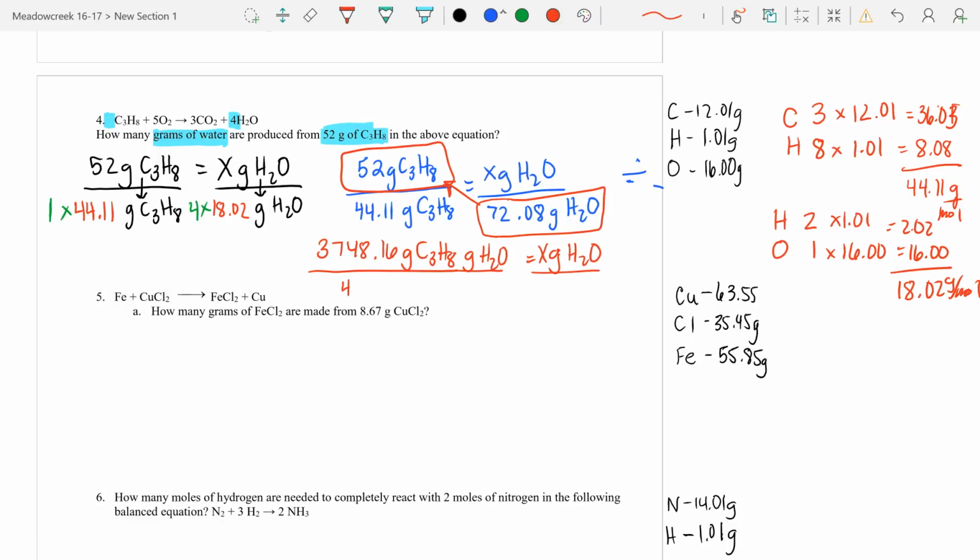Going to divide it by my 44.11 grams of C3H8. And one thing that we need to take note of is that my grams of C3H8 is going to cancel out with grams of C3H8. And that means when I divide 3,748 by 44.11, my calculator will give me 84.97 grams of H2O.